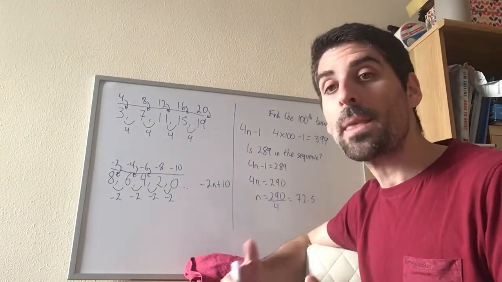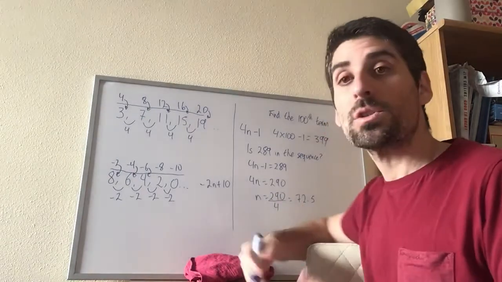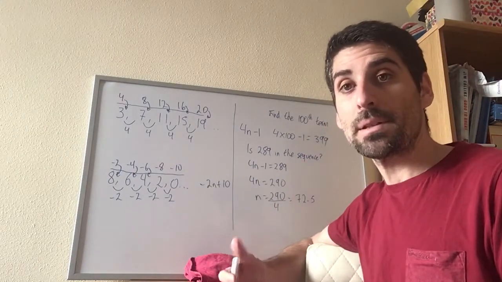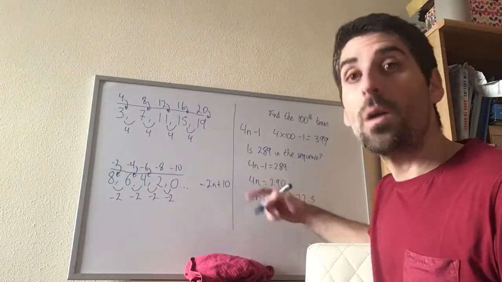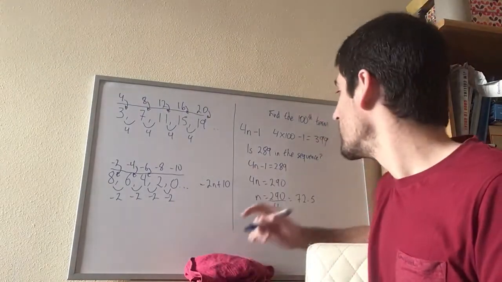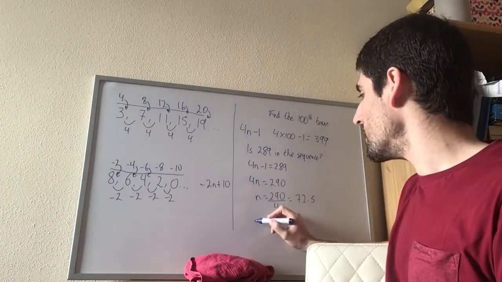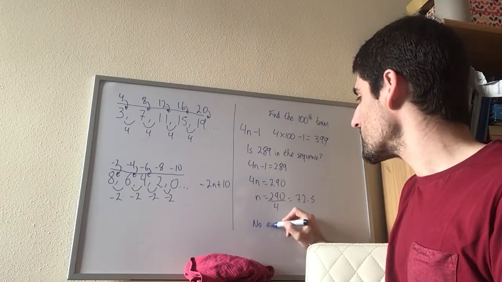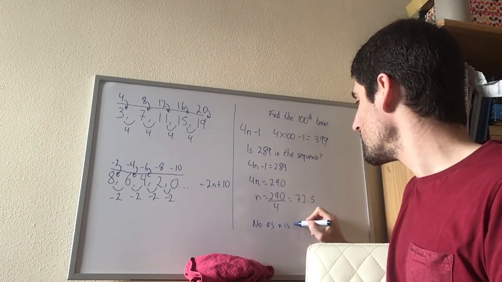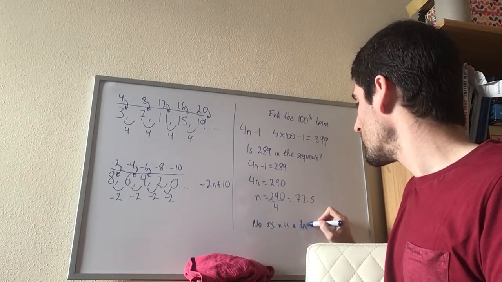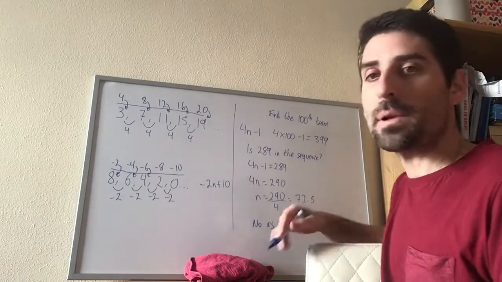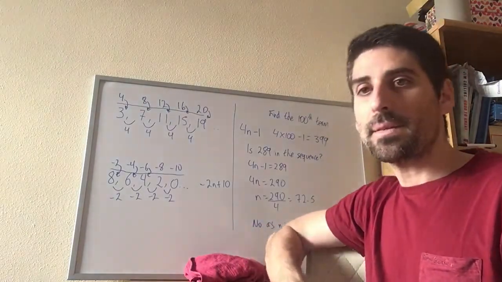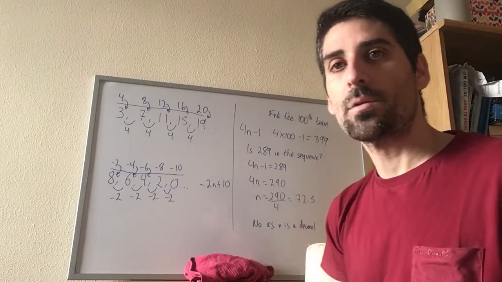However, if the answer was a whole number, a number without decimals, then this number would have been in the sequence. So, is 210 in the sequence? No, as n is a decimal, and that's it. That's how you answer these kinds of questions.